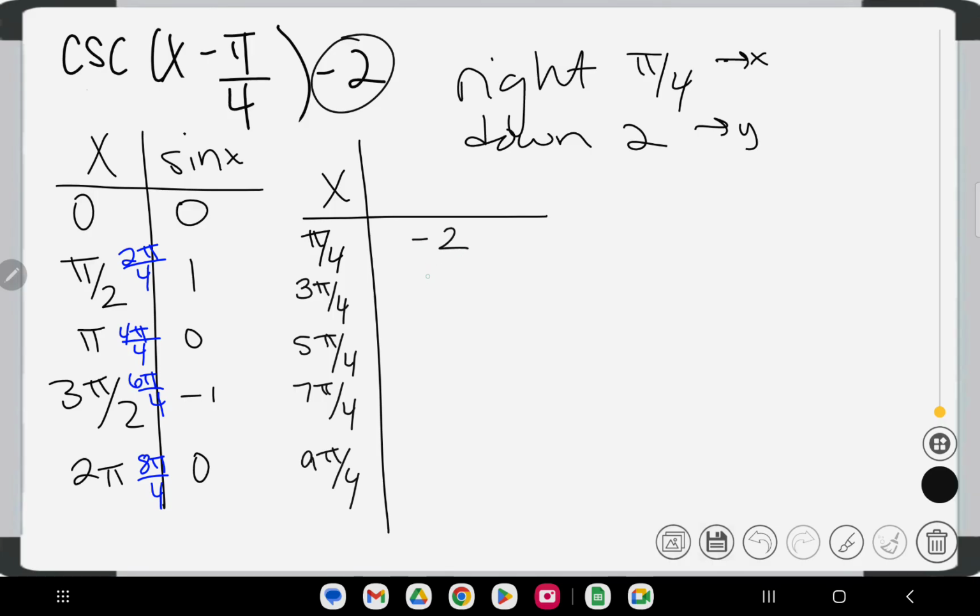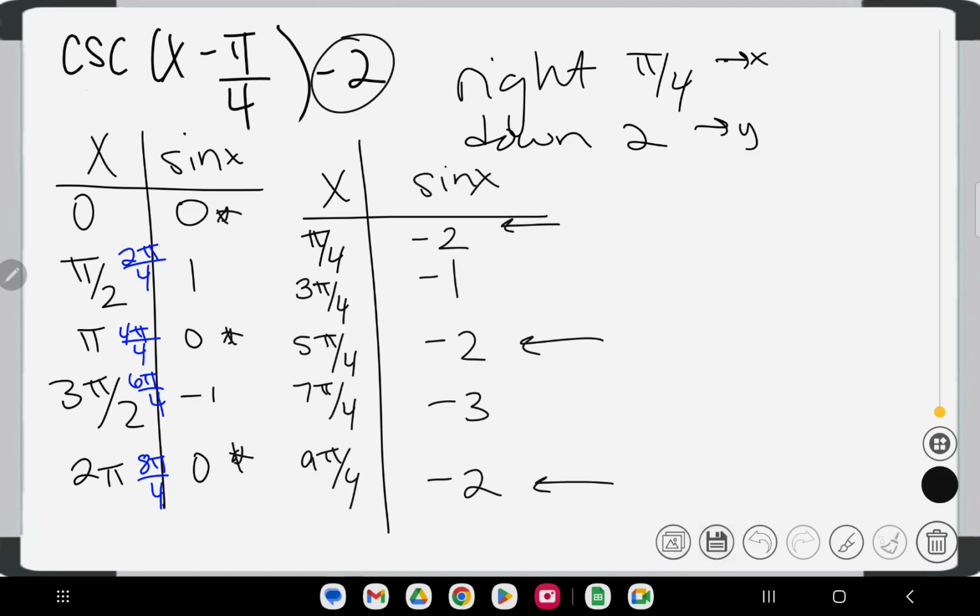So down 2. 1 minus 2 is -1. Down 2. -1 minus 2 is -3. And 0 down 2. Now, all we did was shift down 2 from the x-axis, but those zeros from here are still going to be undefined for the cosecant, because this is still inside of x. So, still going to be the vertical asymptotes.